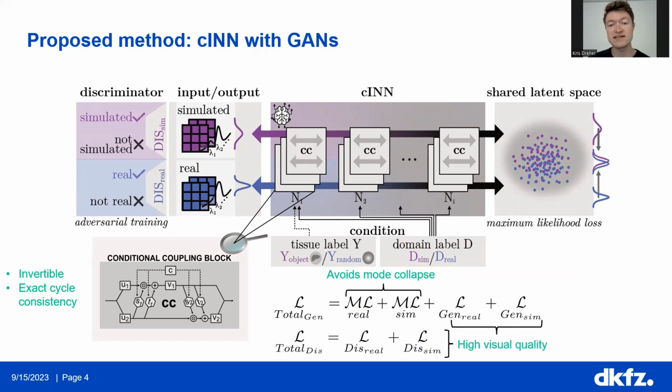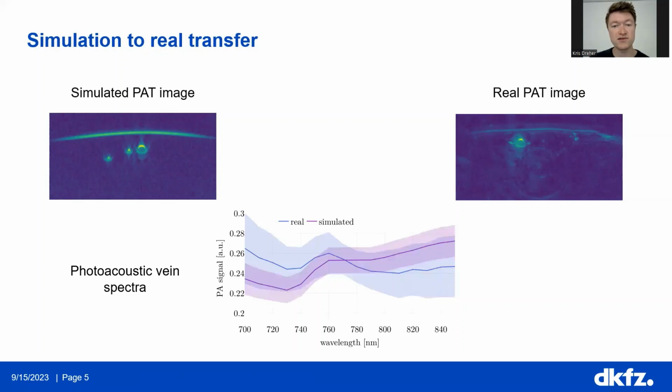For inference, a simulated image is encoded into the latent space with its corresponding tissue and domain labels, and subsequently decoded with the original tissue label, but now with the real domain condition. For photoacoustic tomography, simulations and real images look like this. Not only do they look visually different, but also their spectra are not overlapping very well.